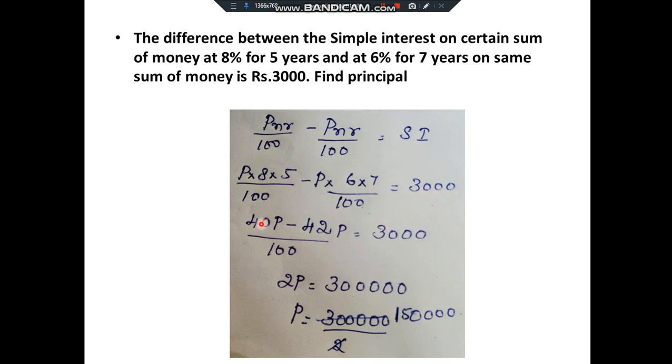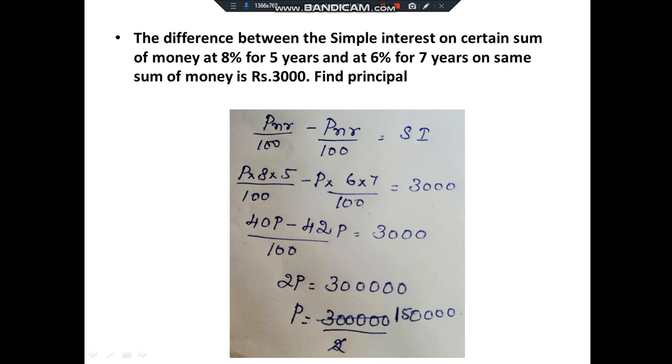Now just multiply. 8 5s are 40p minus 7 6s are 42p divided by 100 is equal to 3000. Okay, you may have a doubt because there is a negative symbol that has to come here, right? Minus 2p. They have just given the difference between these two. Whichever is greater, you can subtract it from the other. You need not look after the sign. Okay, so 2p is equal to, taking 100 to right hand side, it is 3000 into 100. So p is equal to 3000 into 100 divided by 2. On cancelling you get it as 1,50,000.